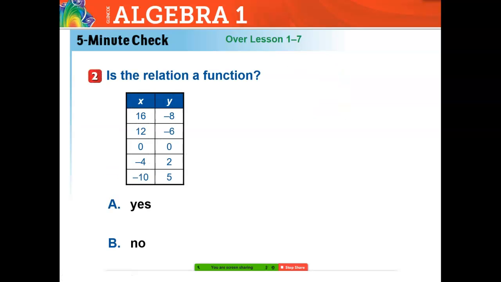Okay, is this relation a function? So again, you're really investigating the x's. Give me 1 for yes, 2 for no.